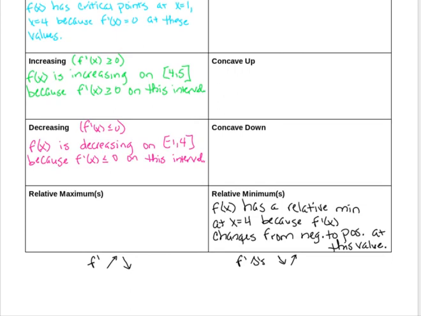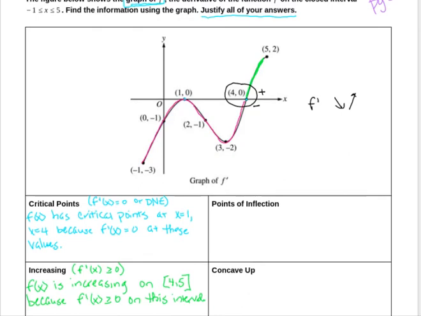For the relative maximums, we would say there are none on this interval. And the reason for that is because f prime of x never changes from positive to negative along this interval. Everywhere we look, it never goes from above the x-axis to below it, which means there's never actually a maximum here.